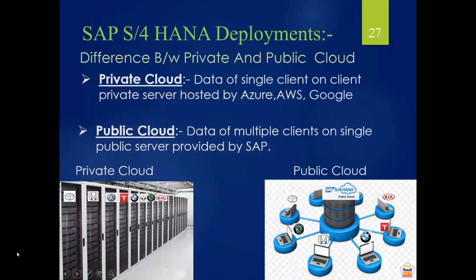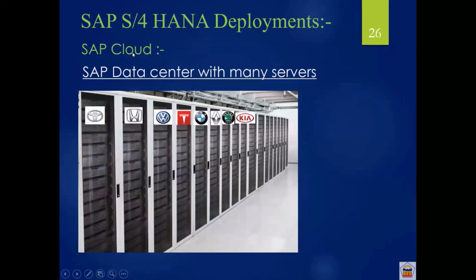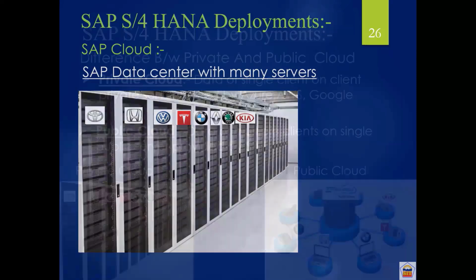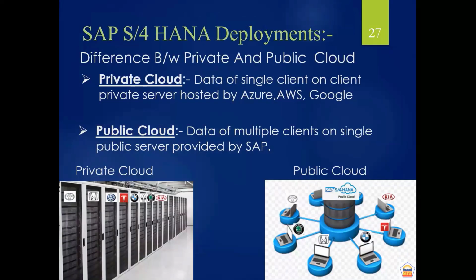So you can just see this is the scenario we have. The first scenario you can see within the client, within the cloud. So we have the SAP data center with many servers placed in the data center, and it is away from the client office or client premises. Then the second option we have is a public cloud. Here you can just see the public cloud.